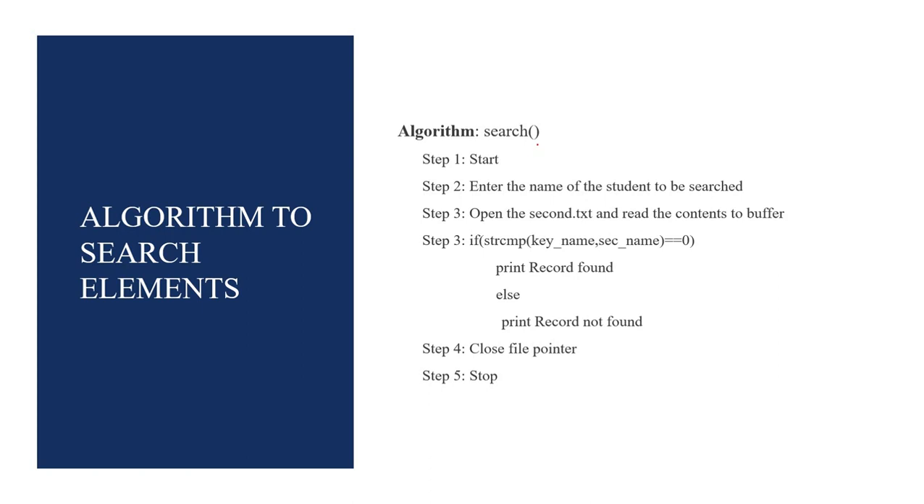In the next function, while searching for a particular record, we consider the name of the student as a key element. We open second.txt and read the contents into the buffer. From the secondary index file, we will read the contents into the buffer. In the buffer data, we will compare the name of the key element with the secondary name. If this matches, the comparison will be equal to 0. That means if the condition is satisfied, the record will be found. If not, record not found, close the file pointer and end the searching functionality.